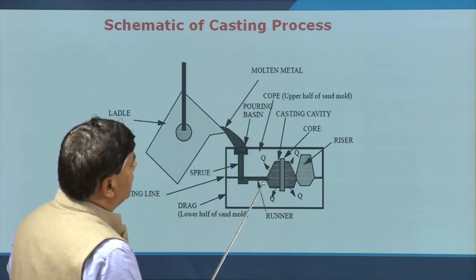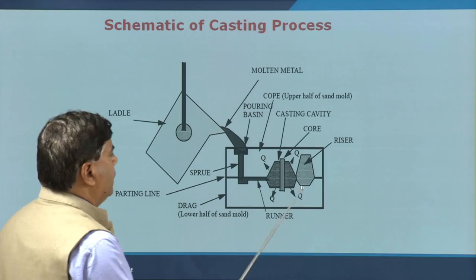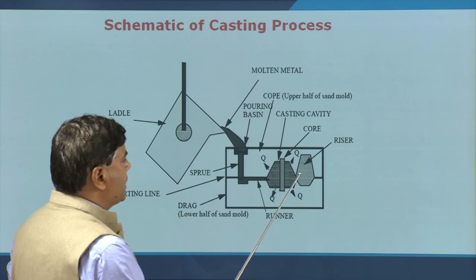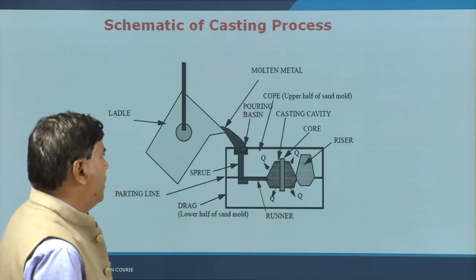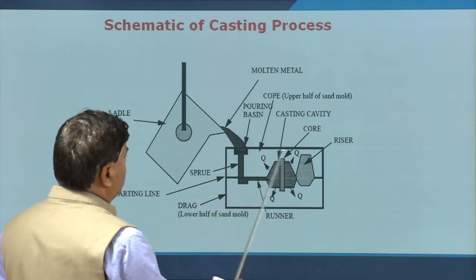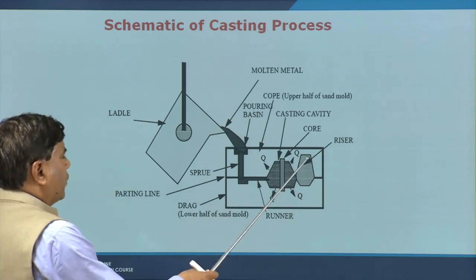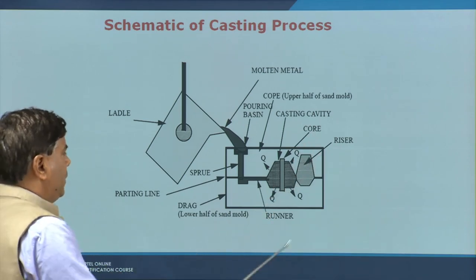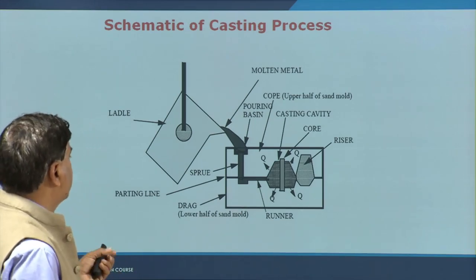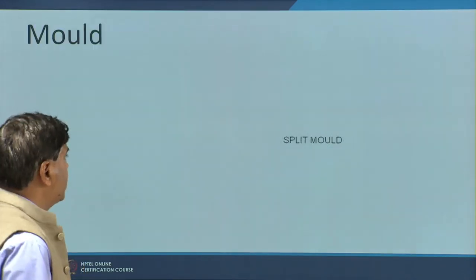And in course of the solidification, when there is shrinkage of the molten metal, that shrinkage is taken care of by feeding the molten metal from the riser to the casting, and that is how the casting is obtained. This entire arrangement is the mold. It is made of two portions. One is the cope, the upper portion of the mold, and the drag is the lower portion of the mold. So, these are the different elements or parts related with the casting process.